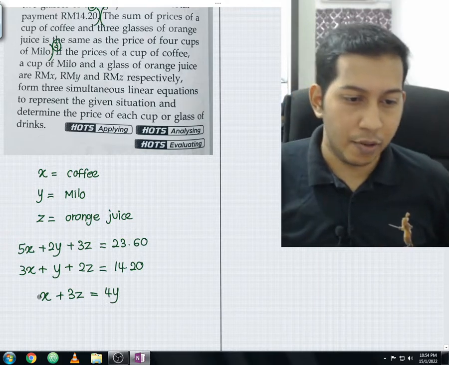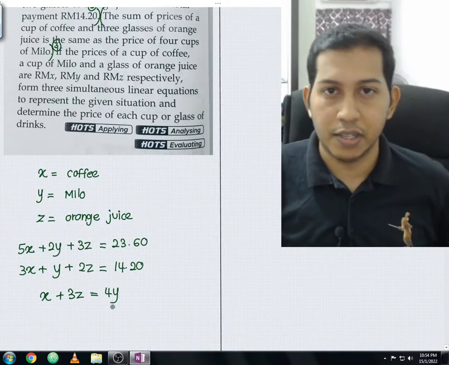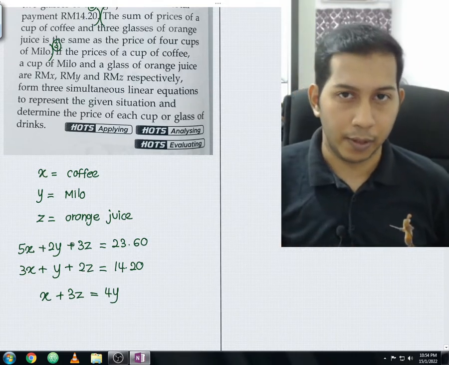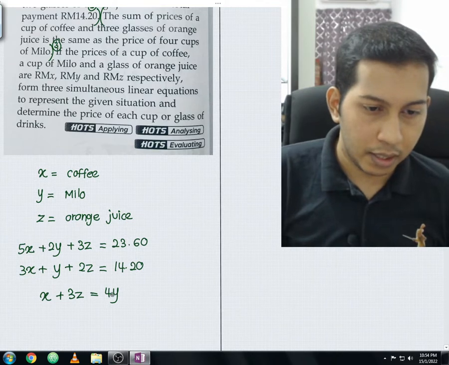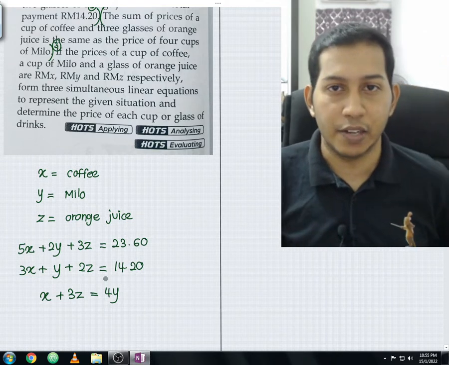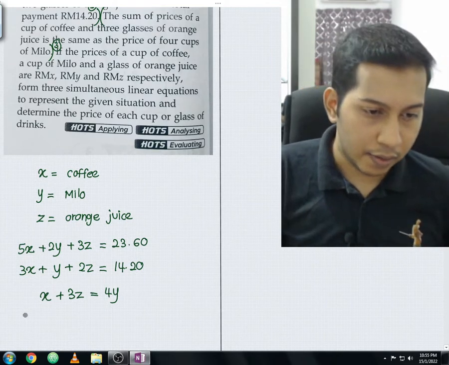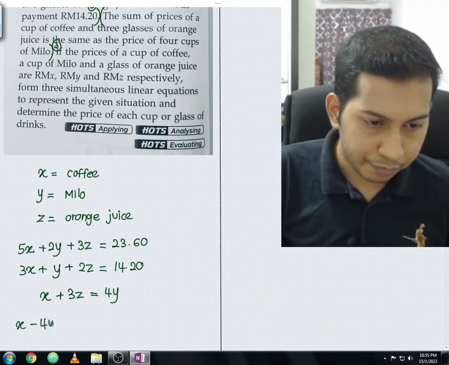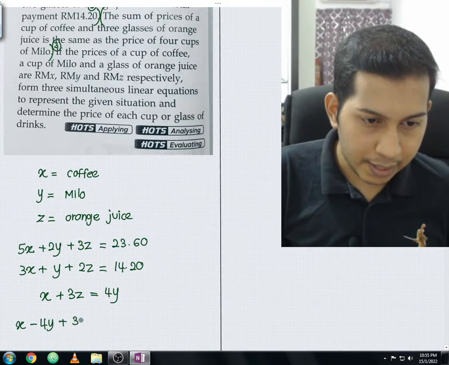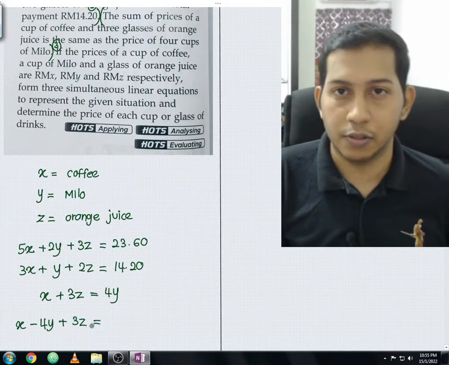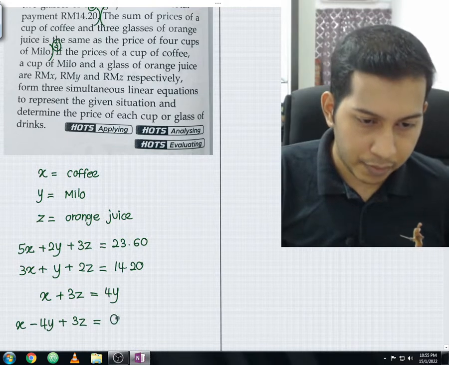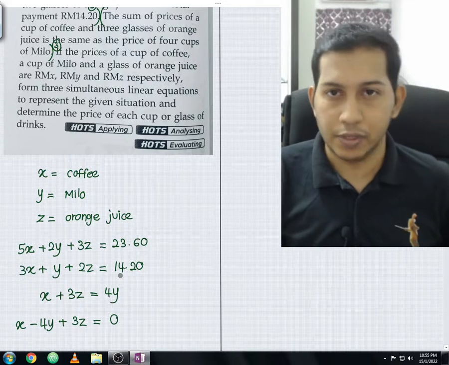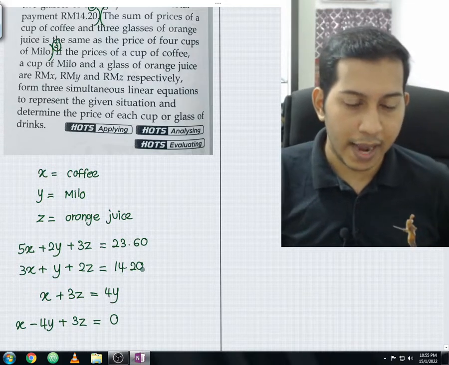Okay, but then you can't just leave your equation in this way. You need to write down in the standard form, which is in the x, y, z form. Okay, so from here, this 4y from the right hand side, you move it over to the left hand side. Okay, so from here you get x minus 4y plus with 3z. Okay, it will be equals to 0. Okay, since there is no payment over here, it's just a comparison of variable, so it will be equal to 0. So from here we have already got our 3 equations.